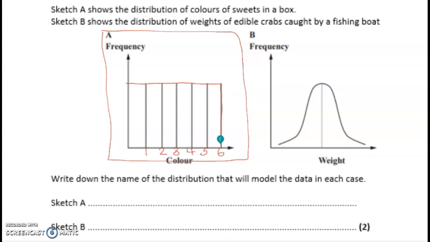The distribution that is sometimes known as the rectangular distribution is the discrete uniform. That is how I know the first diagram is of the discrete uniform distribution.